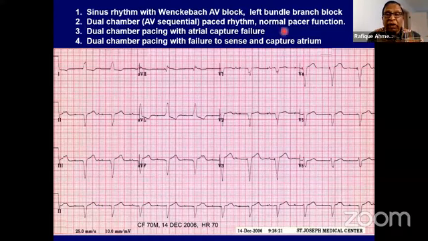And dual chamber pacemaker, normal pacemaker function is a possibility, but I'm going to come to that. And then dual chamber pacing, atrial failure to capture. So what I did is let's expand this thing.